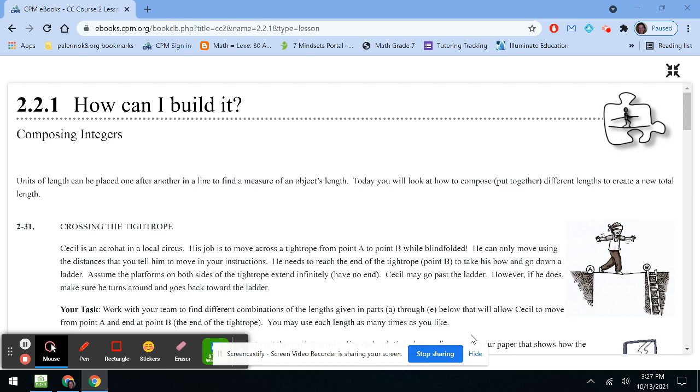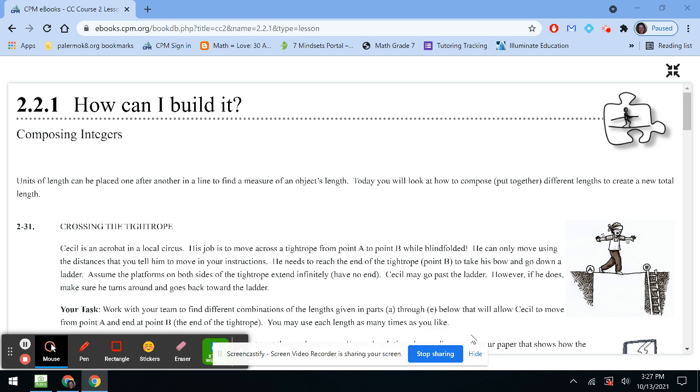So before we were decomposing the mixed numbers, removing the whole number from the fraction. Decompose means to break down. So if you think of decomposing your leaves after they've fallen off of the tree, that means they break down into soil. Composing means putting them back together. So that's the opposite or the antonym of decompose. So today we're going to look at how to put together or compose different lengths to create a new total length.